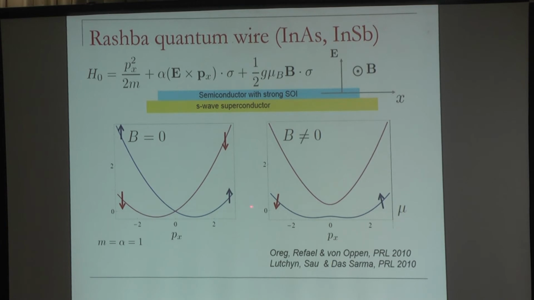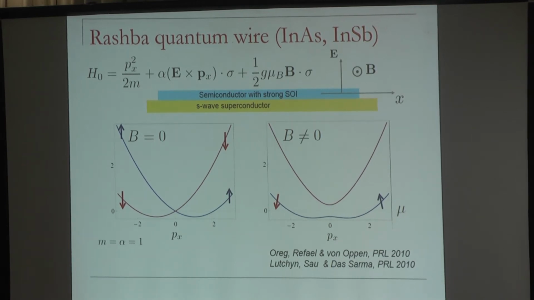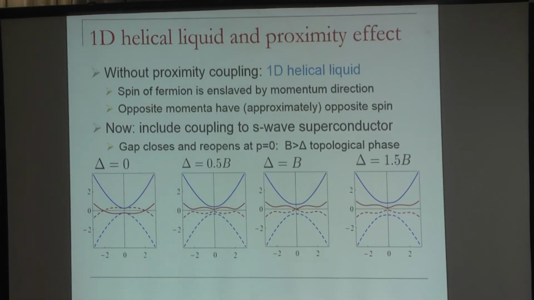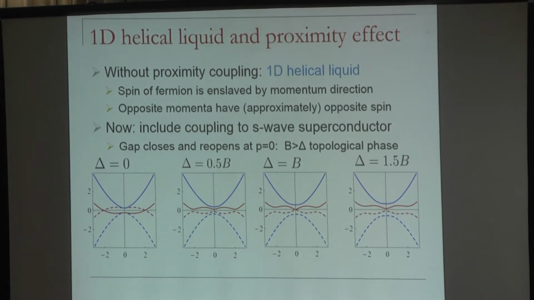So you got rid of the spin degree of freedom by enslaving it to the momentum. Yeah? Momentum tells you already what is the spin direction, and so one calls this a one-dimensional helical liquid. The spin of the fermion is then enslaved by the momentum direction. In effect, you have gotten rid of the spin. Yeah? And the opposite momenta have approximately opposite spin, and now you include as the final step a coupling to an S-wave superconductor. And what that does is it basically looks like this.